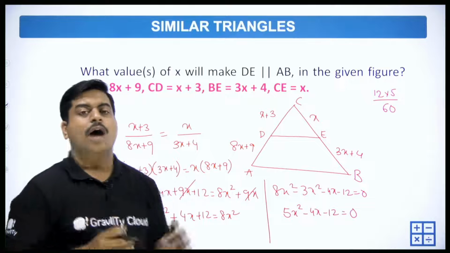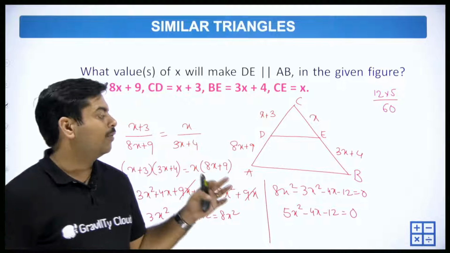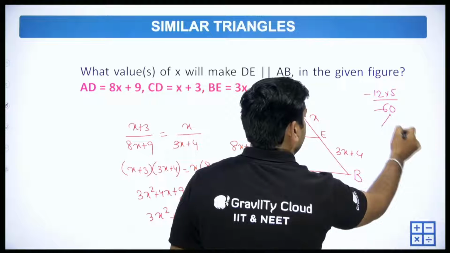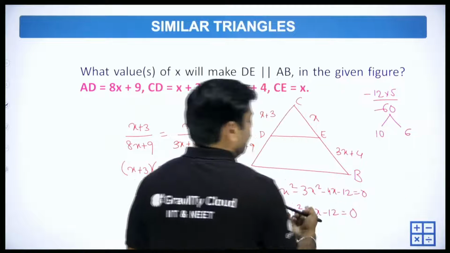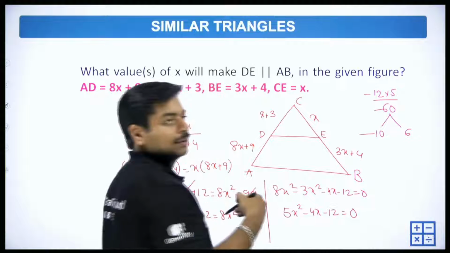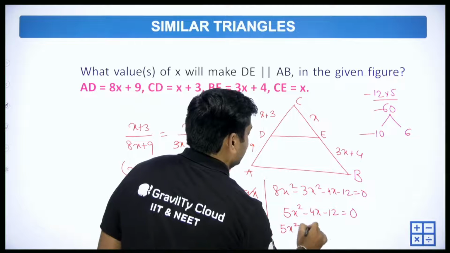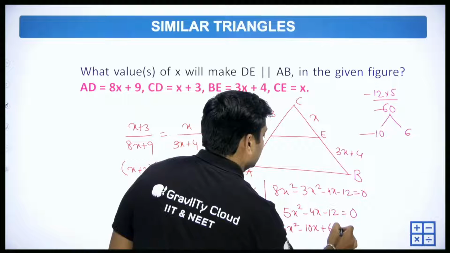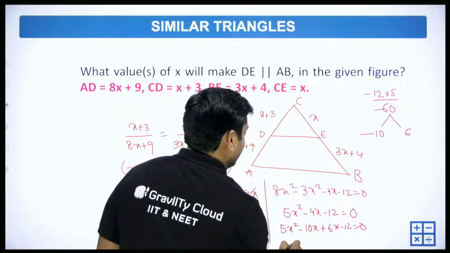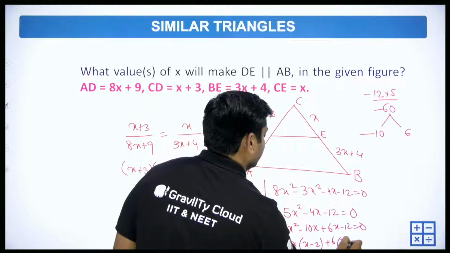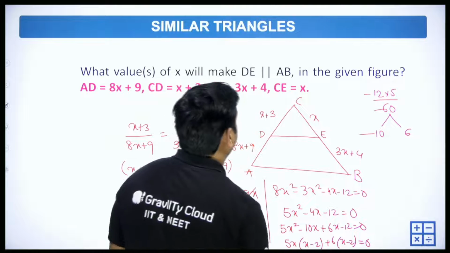You already learned how to factorize a quadratic, right? So 12 into 5 is negative. That becomes minus 60, which we can write as 10 into 6. As we have negative 4, we keep it as minus 10. So we'll get 5x square minus 10x plus 6x minus 12 equal to 0. So taking 5x common, we'll get x minus 2 plus 6. If you take common again, it is x minus 2. So we'll get 5x plus 6.